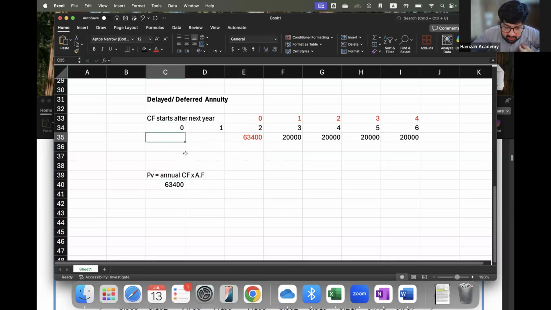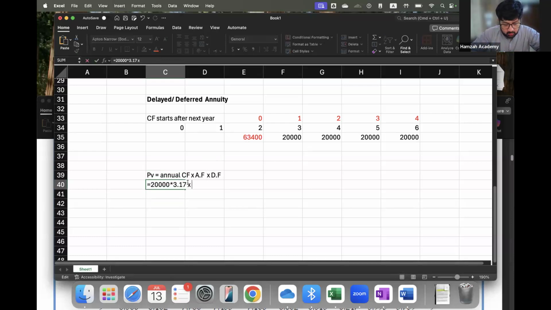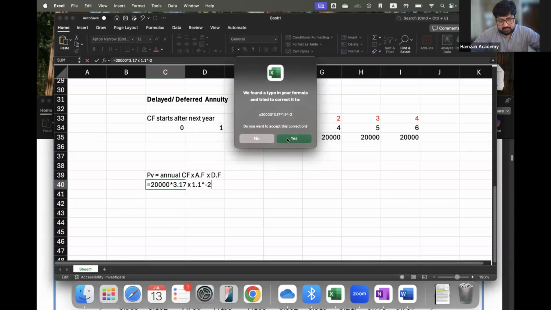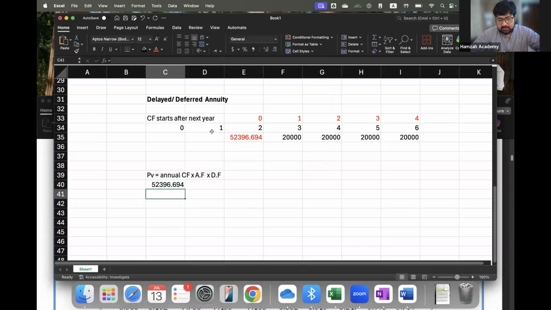So 2-year discount factor will be applied to it. 2-year discount factor at 10%, same rate we have assumed. So it means into discount factor. So this will be into 1.1 raised to power minus 2. So this is the real present value.